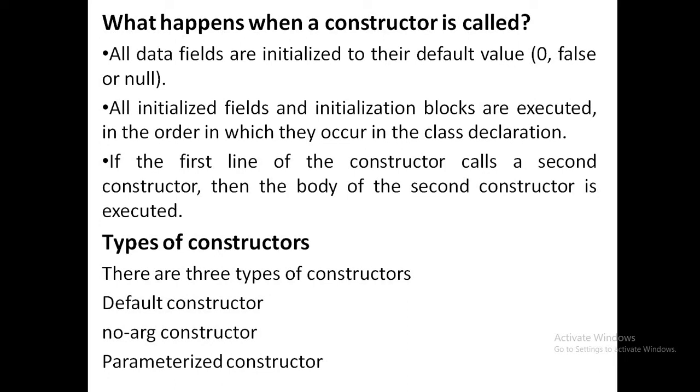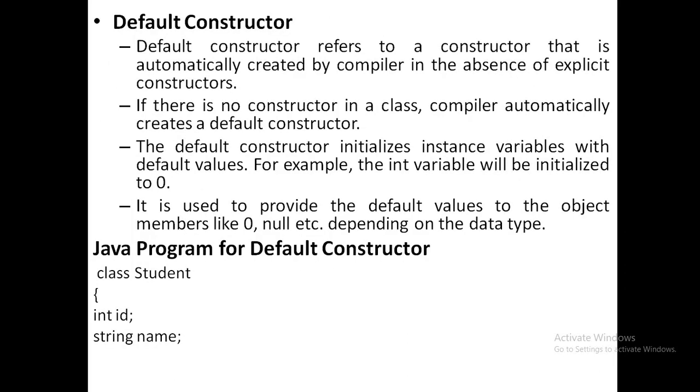Types of constructors. There are three main types of constructors, which are the default constructor, no argument constructor, and parameterized constructor. Default constructor. Default constructor refers to a constructor that is automatically created by the compiler in the absence of an explicit constructor. That is, if no constructor is explicitly created in a class, then the compiler will automatically create a default constructor. This default constructor will initialize the variables with default values.